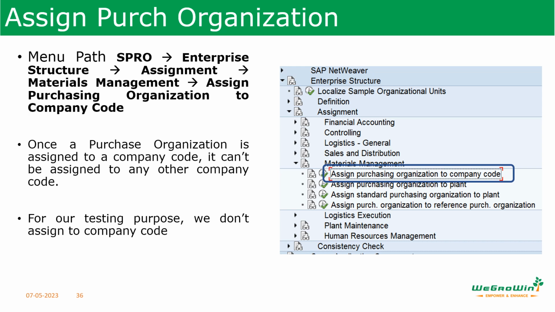And for a cross company code purchase organization, you won't assign the purchase organization to a company code, but instead the cross company code purchase organization will be responsible for all the activities in different plants. So we will assign them directly to the plants. That's how it will happen. Okay. And here for testing purposes, we don't assign to the company code. Instead, we go to the plant.